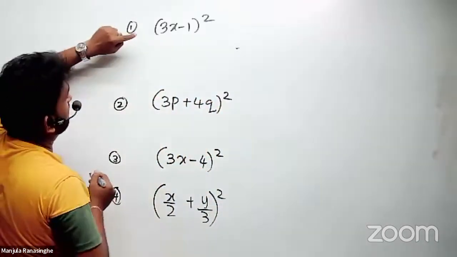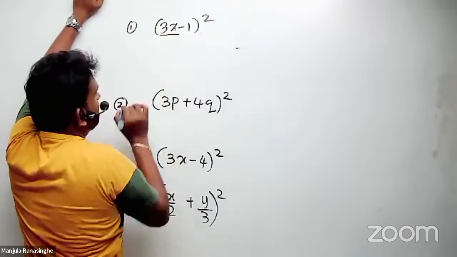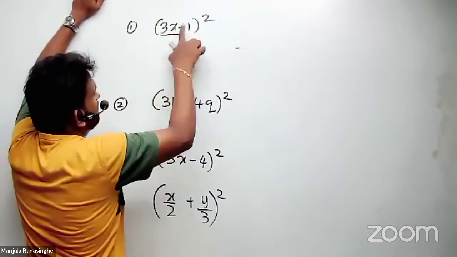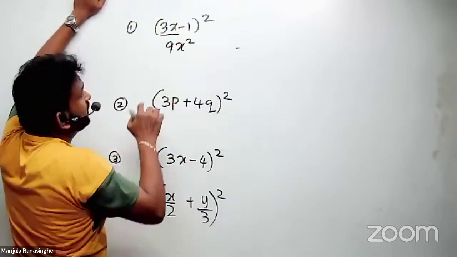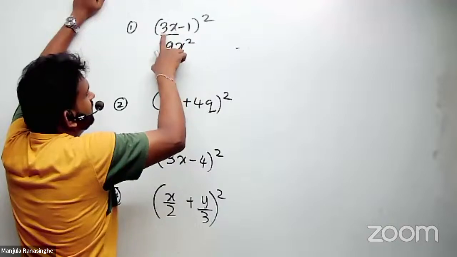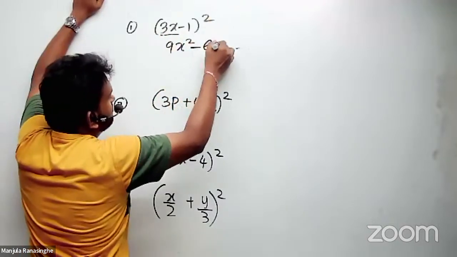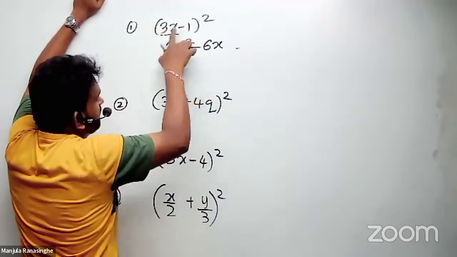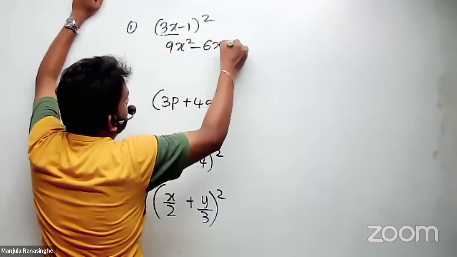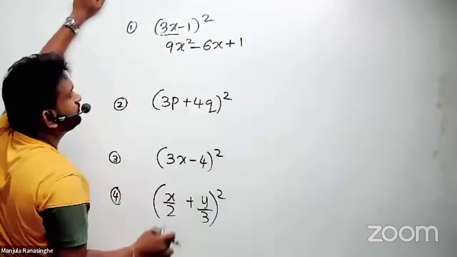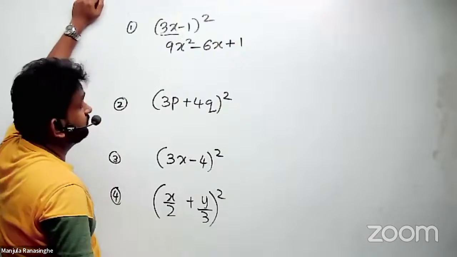See, there is 3x minus 1 squared. How to take? The first term is squared, that means 3x squared. 3 squared means 9x squared. Then minus 1 into 3 into 2 means minus 6x. Here, minus 1 into 3, twice, gives 6x. Plus the last term squared, 1 squared is 1. So the answer is 9x squared minus 6x plus 1.